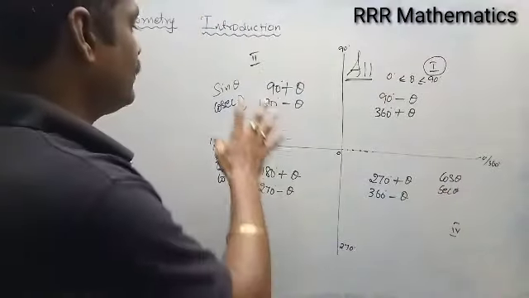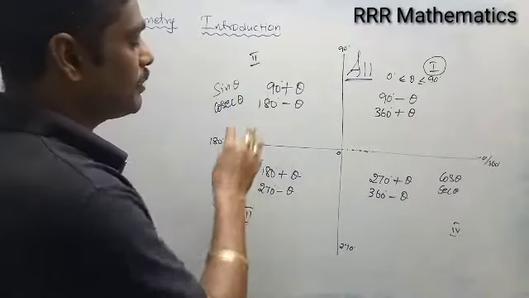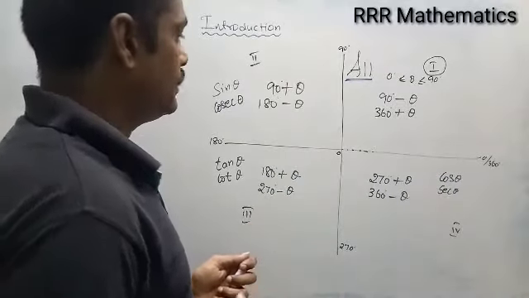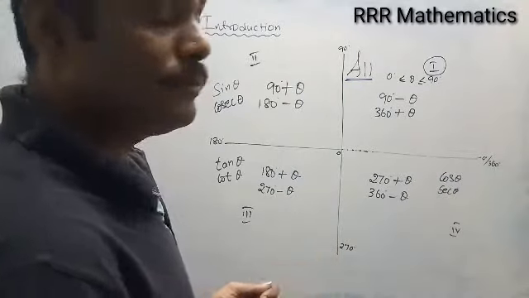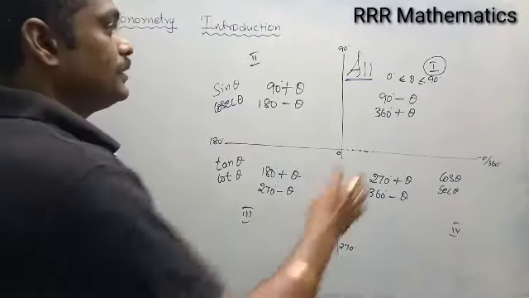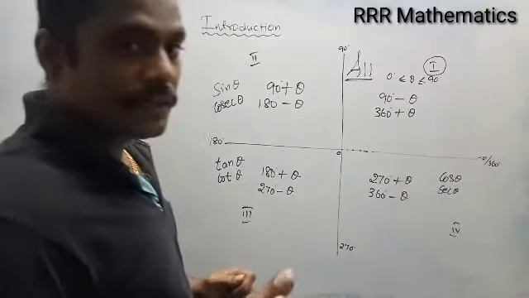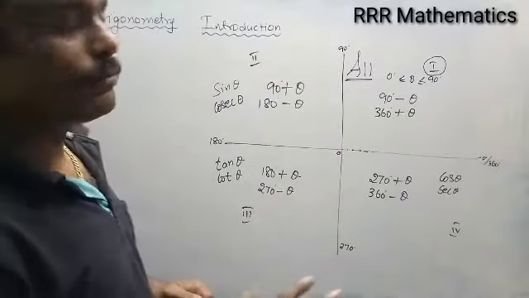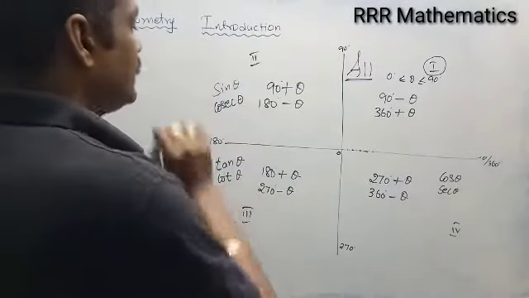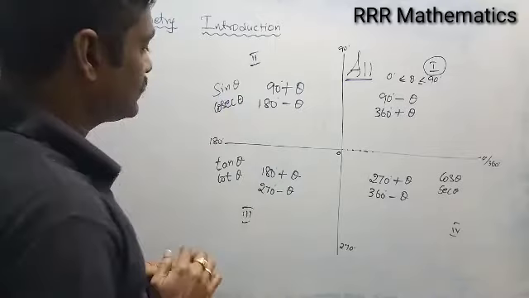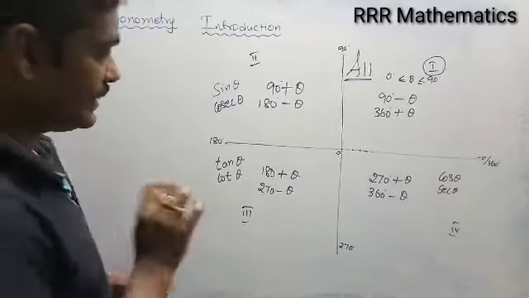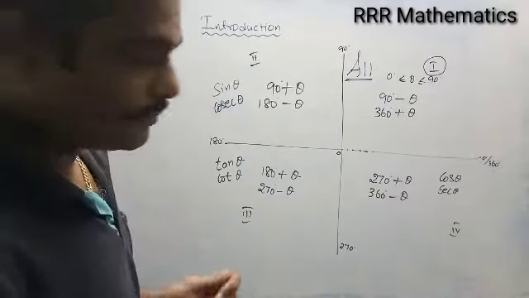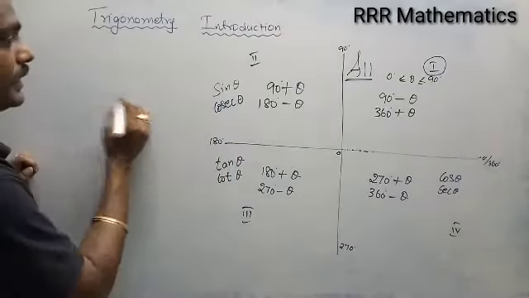Well, I'll tell you the reason why these functions are positive only in the particular quadrant. And there is another way to remember this, which I'll tell you later. So in the first quadrant, all your trigonometric ratios, sine, cos, tan, cosecant, secant, cot, everything are positive. In the second quadrant, sine theta and cosecant theta are positive. Okay, I'll tell you the reason.